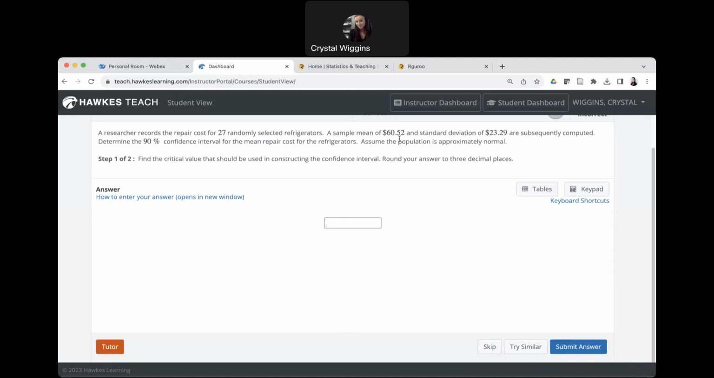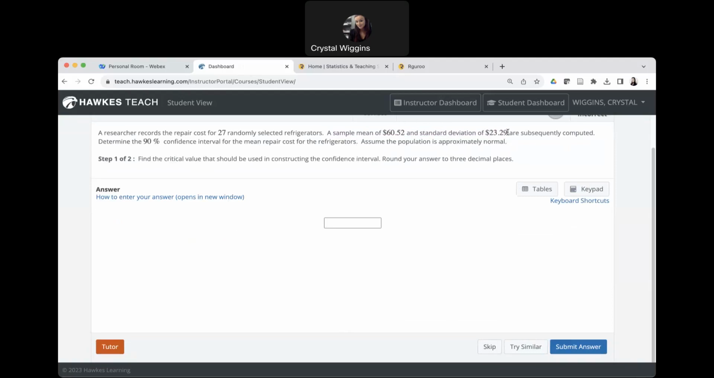Sample mean of $60.52 and a standard deviation of $23.29. Now notice this time the standard deviation was not explicitly labeled sample standard deviation or population standard deviation, but it is implied to be the sample standard deviation because it is listed right after they were talking about sample stuff. So they group that stuff together.